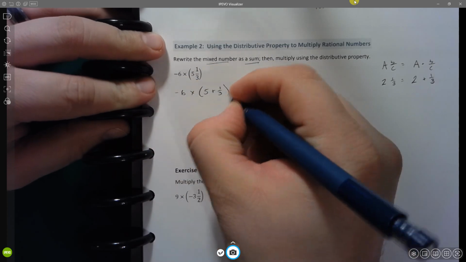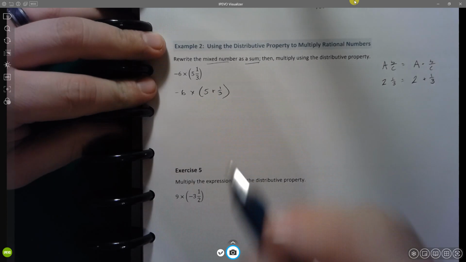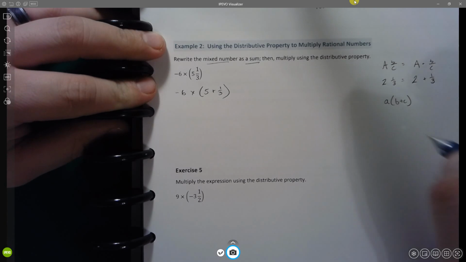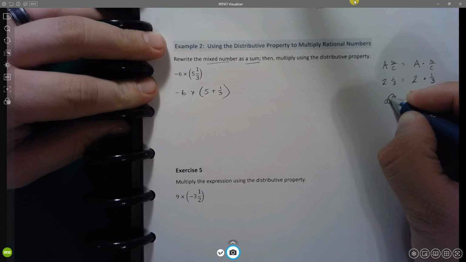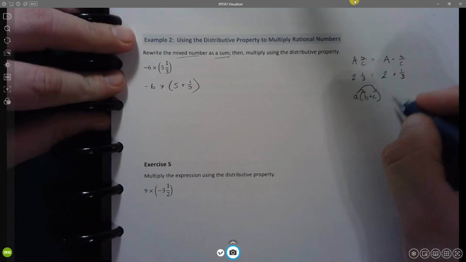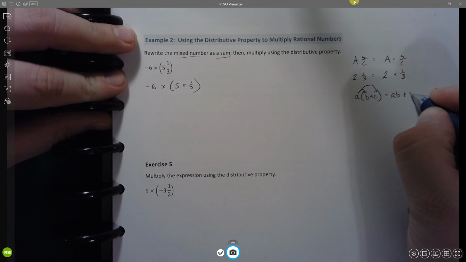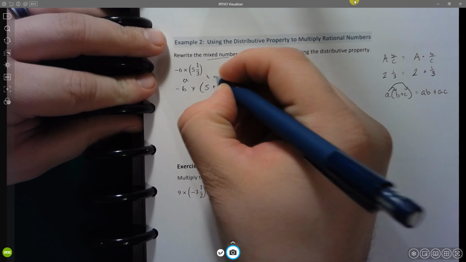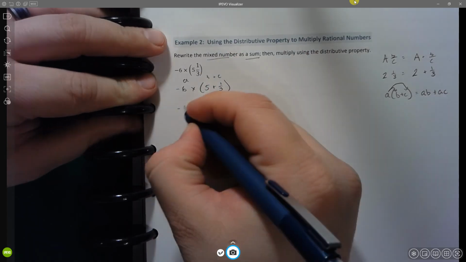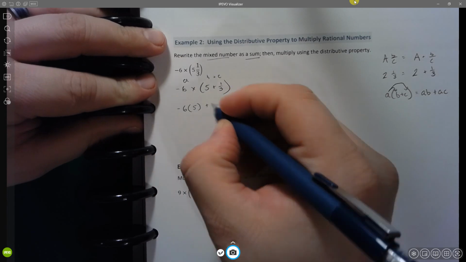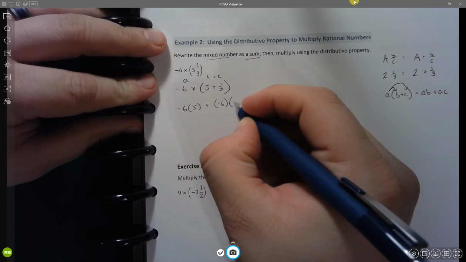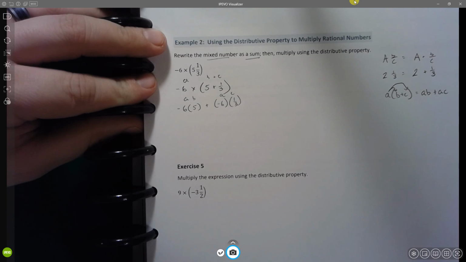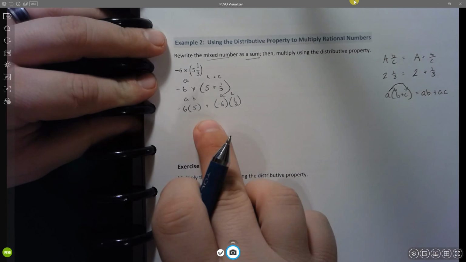Then we're going to use the distributive property. If you remember, when we have A times B plus C, and I'm using letters because I prefer them, you take the A and multiply it by each term on the inside of the parentheses. So you get A times B plus A times C. Imagine this is A, this is B plus C. So A times B, negative 6 times 5, plus a negative 6 times 1/3. A times B plus A times C. So they match up, just like what's written over here.